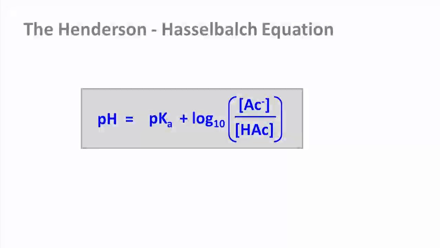The Henderson-Hasselbalch equation. One thing that becomes clear straight away is that if the term in brackets equals 1, the log becomes 0. In other words, if there is an equal concentration of acid and conjugate base, pH equals the pK of the acid.